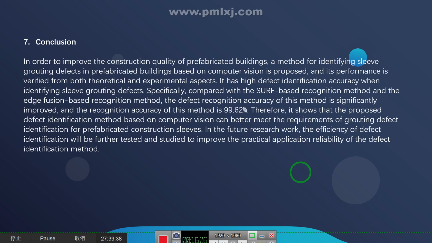In the future research work, the efficiency of defect identification will be further tested and studied to improve the practical application reliability of the defect identification method.